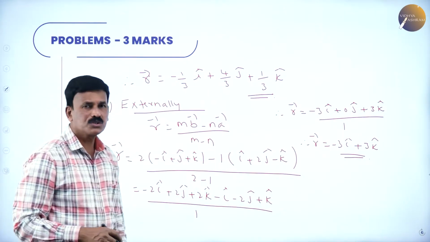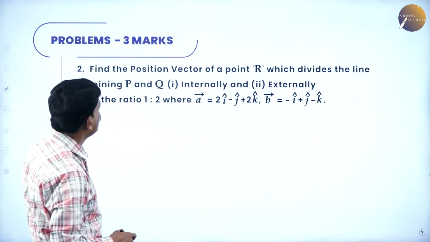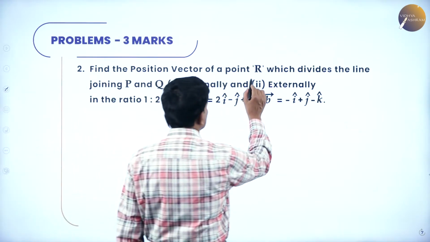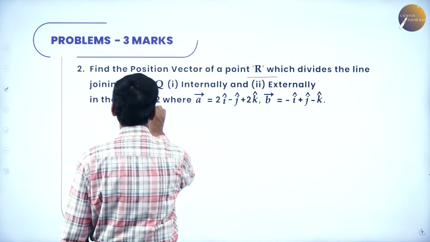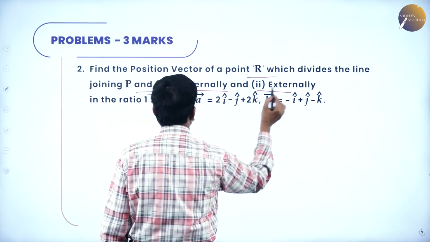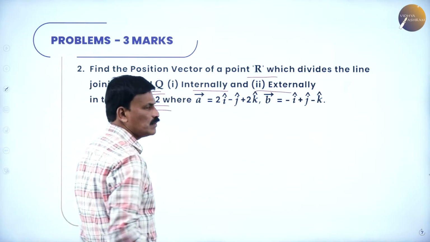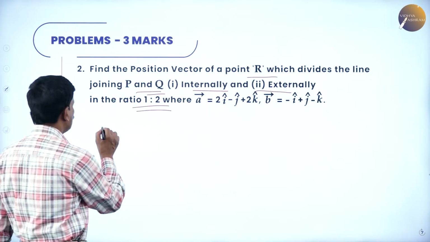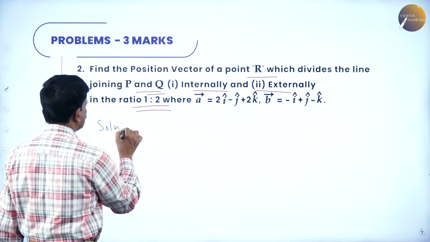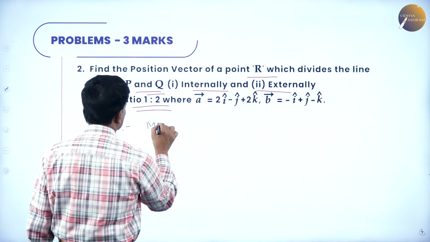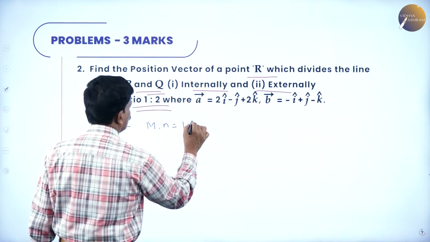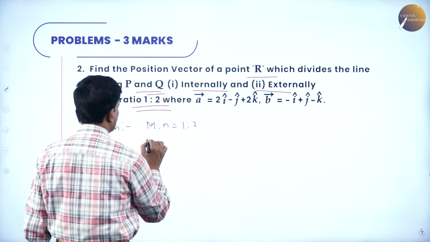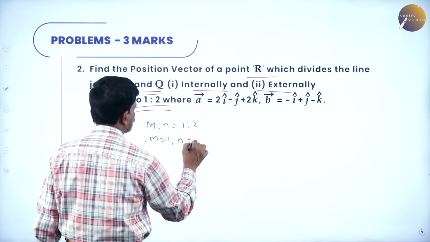Now let us come to the next problem. Find the position vector of the point R which divides the line joining the points P and Q internally and externally in the ratio 1:2. Same type problem. Now what is given? Write down the solution. The ratio m is to n is equal to 1:2. So therefore m is equal to 1, n is equal to 2.